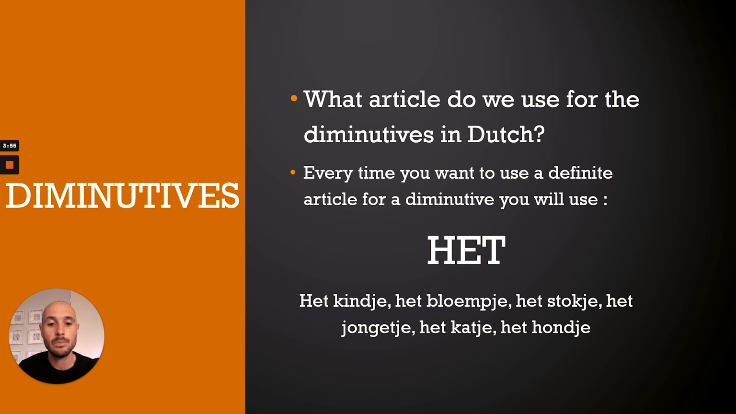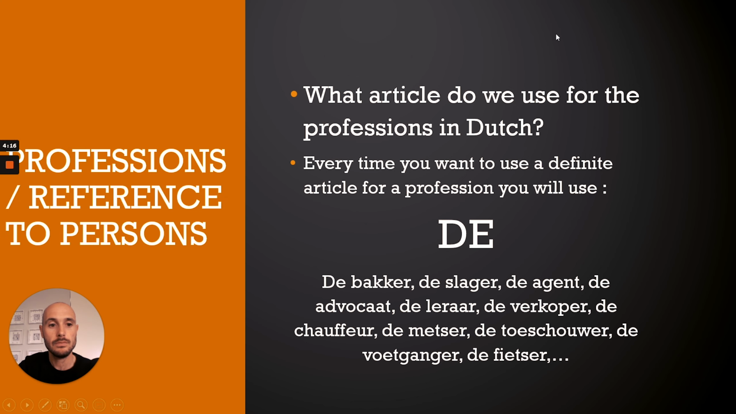As you can see in the examples, you have het kindje, the small child, het bloempje, the small flower, het stokje, the small stick, het jongetje, the small boy, het katje, the small cat, and het hondje, the small dog. So every time you have a diminutive, it's pretty straightforward. You will use the article het.